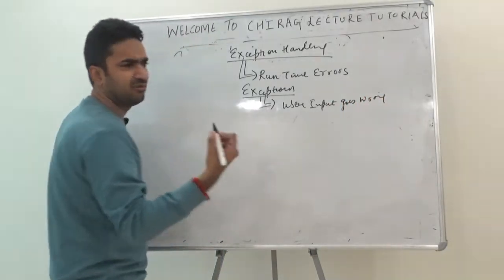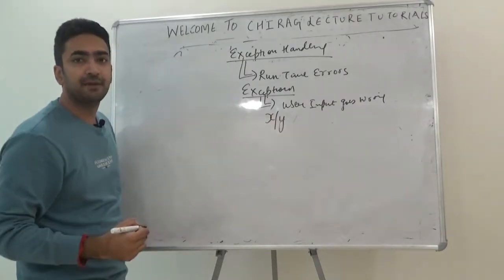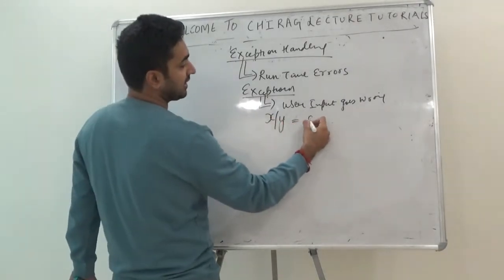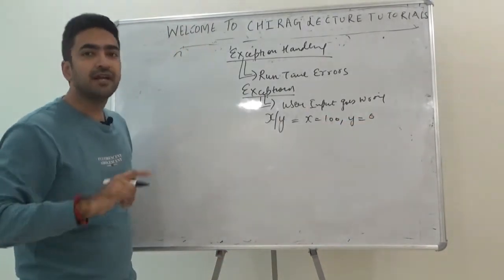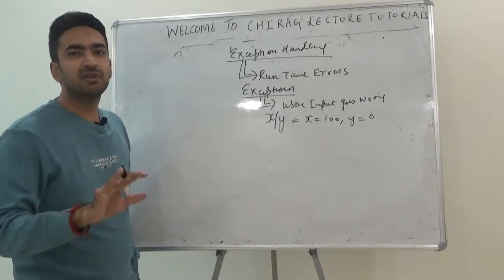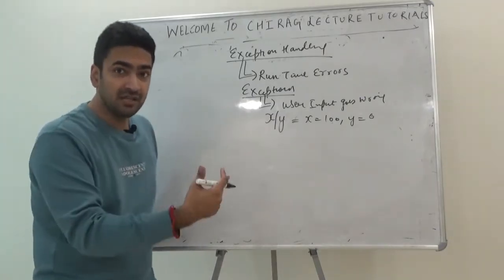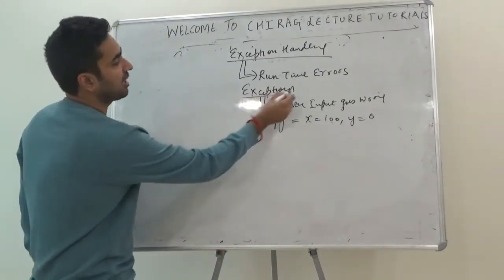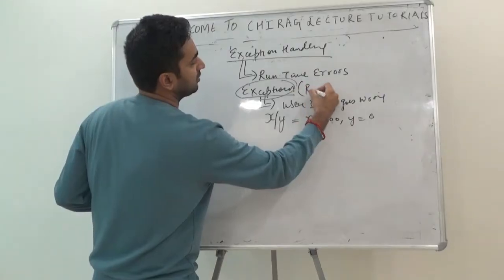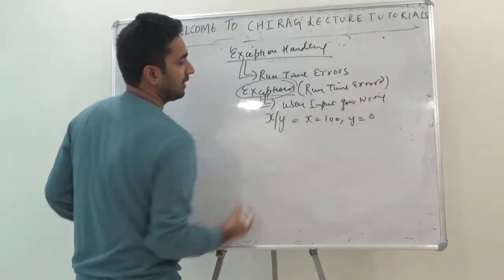How does user input go wrong? Like if I want to divide x divided by y, and the user enters x as 100 and y as 0. So can we divide 100 divided by 0? Obviously it will not give us any output. It may run, but it can give us runtime errors, and runtime errors are known as exceptions. They are also known as runtime errors, right?